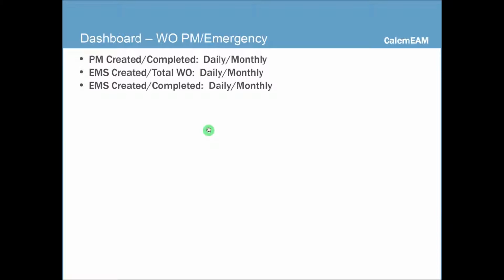We also have a dashboard for PMs and emergency. So you can look at all the PMs created, completed, and their compliance. Emergency work orders created versus total work orders. That gives you a sense of how many emergencies you're processing. And emergency work orders created versus completed on a daily and a monthly basis.